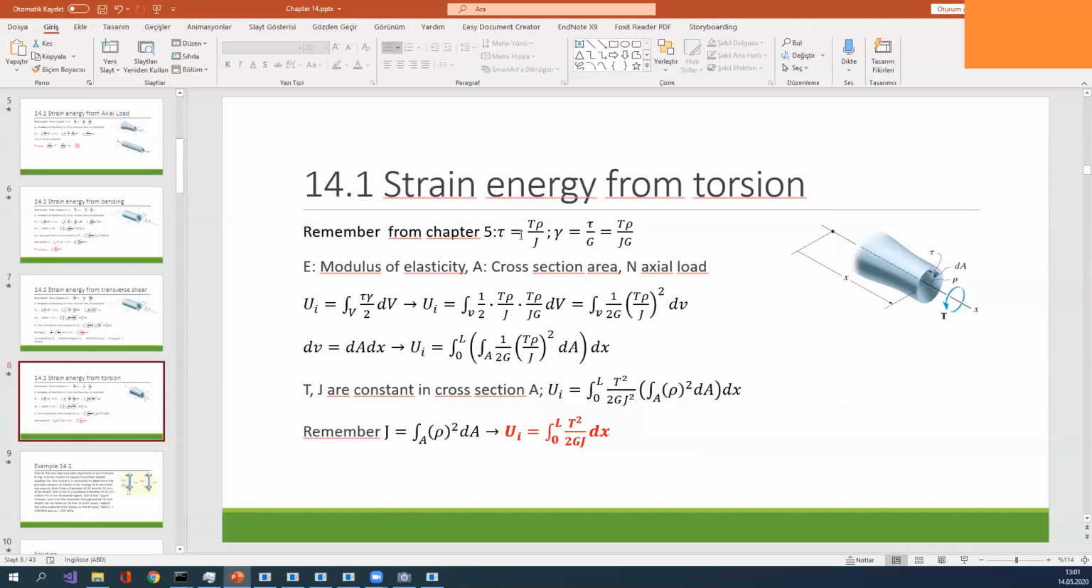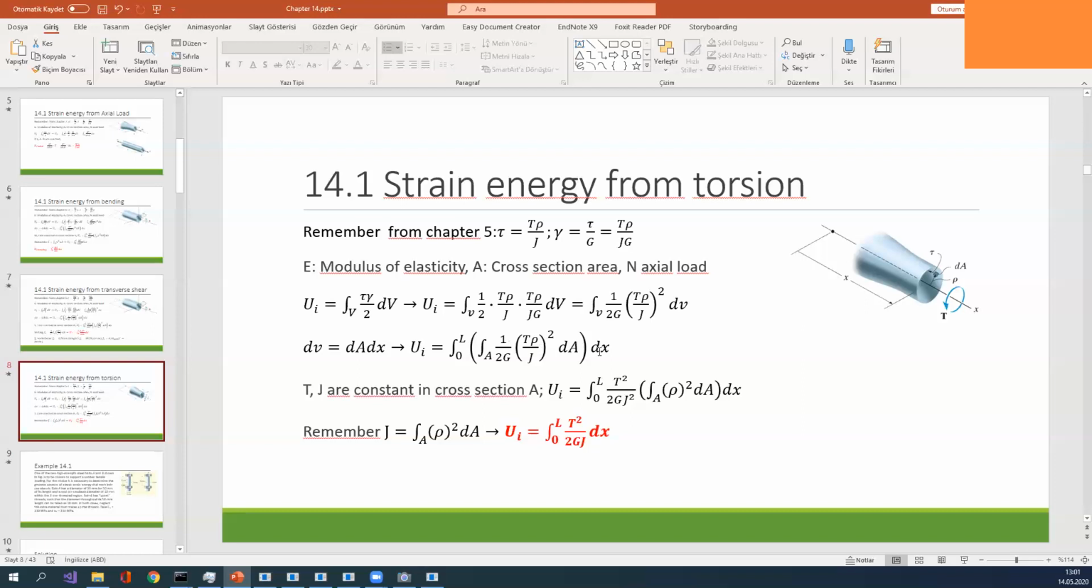So instead of tau, you remember from chapter 5, the torsion, tau is T times rho divided by J. Rho is the radius. Also gamma is equal to tau divided by G. If I write these terms for tau and gamma and substitute them in the U formulation, we obtain these complicated terms.